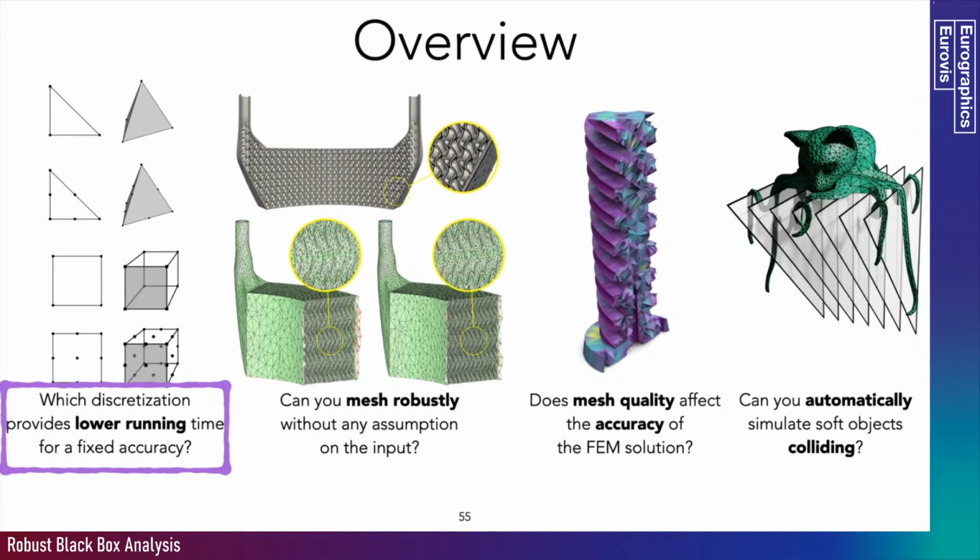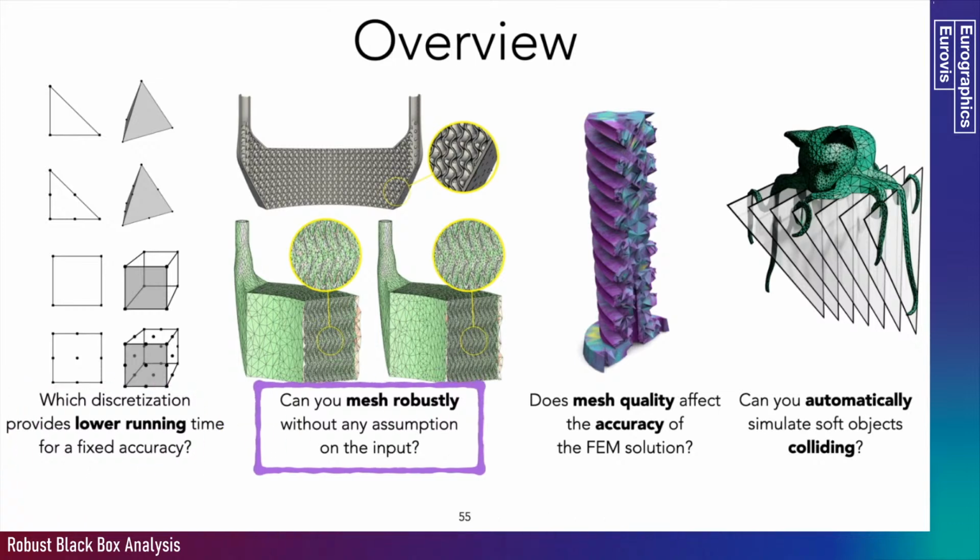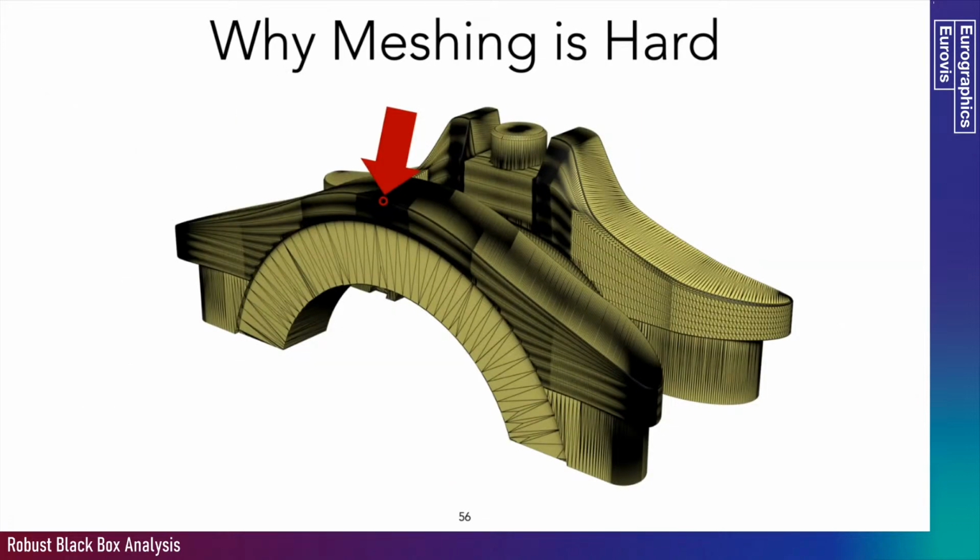Now that we saw that a good choice for discretization is to use tetrahedral meshes, the next question is, can we generate them robustly without making assumptions on the input? First, let's take a look at why meshing is so hard. This is a CAD model that has been converted to a triangle mesh using an existing geometric kernel. And as you can see here, the triangulation looks very uneven.